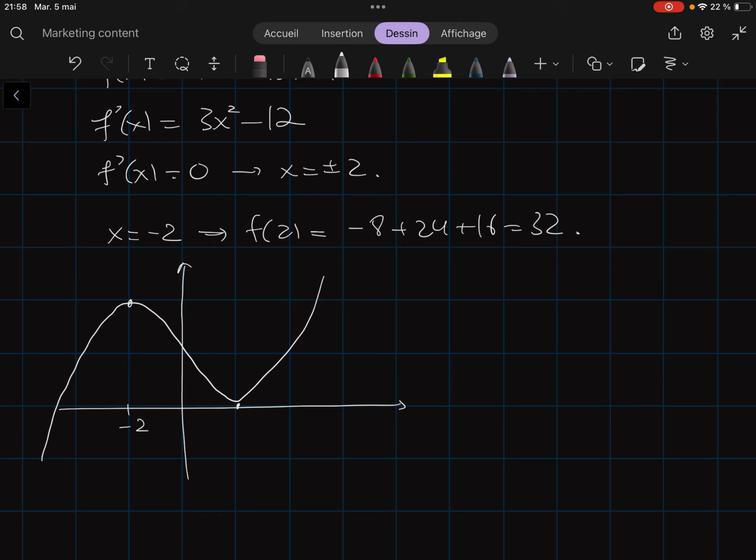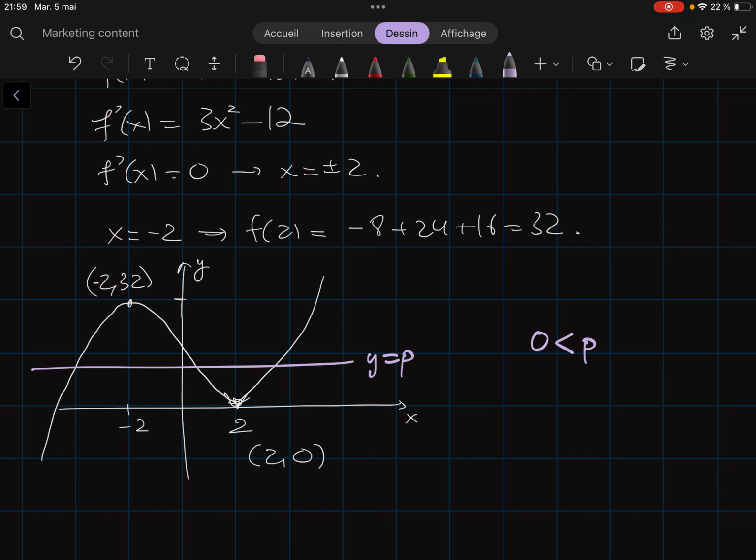So it will have a maximum at 32, a minimum that lies on the x-axis, and for the line y equals p to intersect the curve at 3 different points, we know that p has to be between 0 and 32 exclusively.